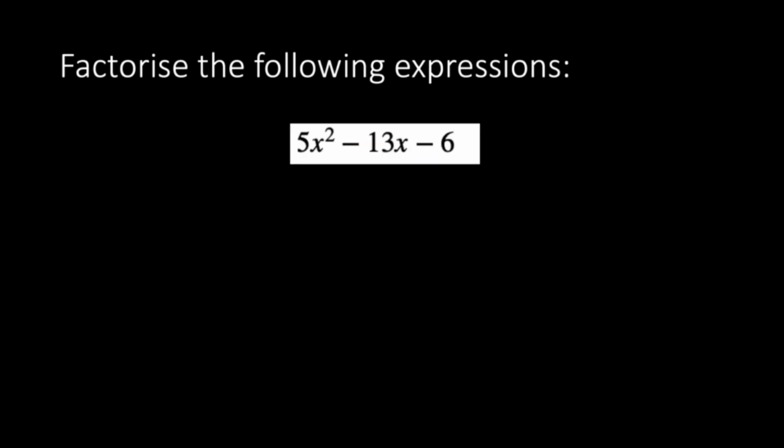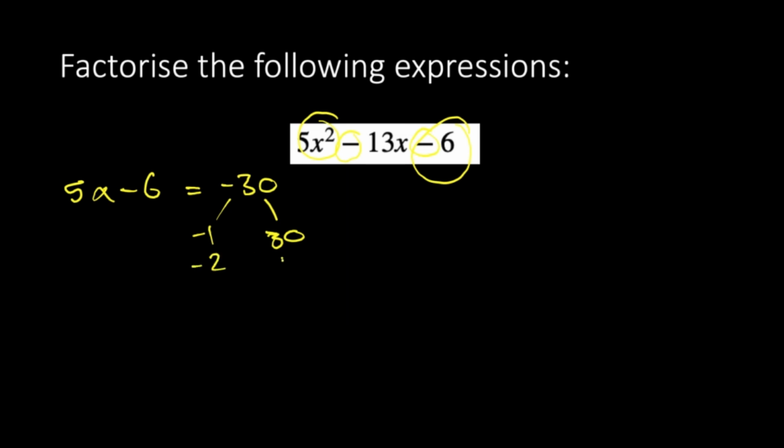Last but not least, 5x squared minus 13x minus 6. Now this one has two minus signs here, so it will be slightly trickier. Alright, so first of all, you look at the x squared term and the number term. So 5 times negative 6, which is negative 30. Find the factors, so minus 1 and 30, minus 2 and 15, minus 3 and 10, minus 5 and 6. And of course we can swap the signs later on if we need to.